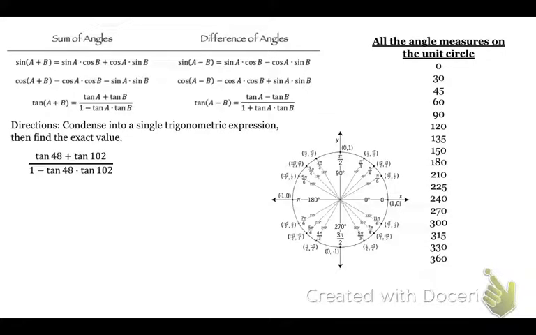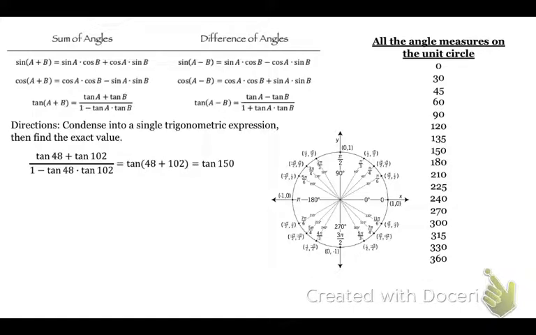Now we're given the sum of angles here. Let's condense this into a single function and then find the exact value. So this corresponds exactly to this. But in this case, our a is 48, our b is 102. So this is the same as tangent of 48 plus 102.